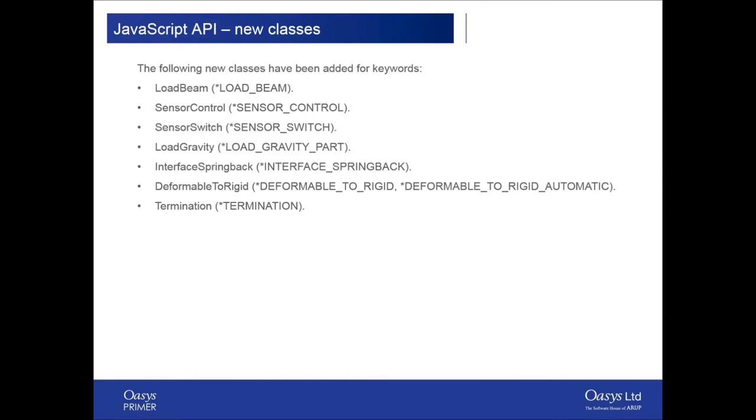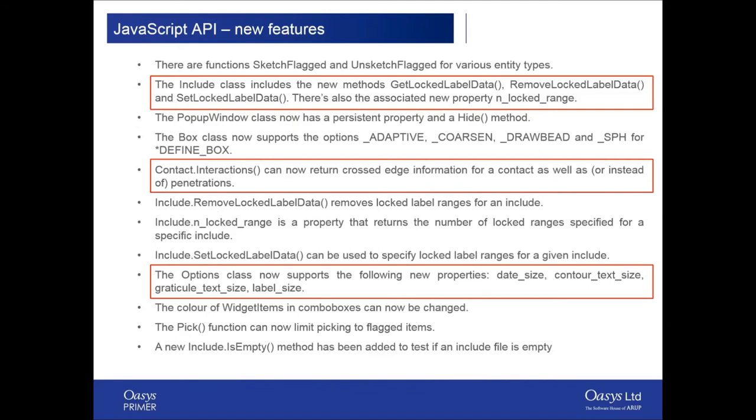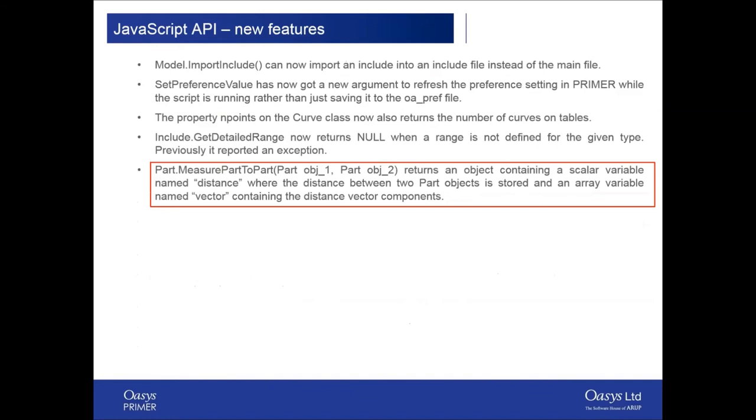So I'm not going to go into any detail on these, but basically we've expanded the API for the JavaScript interface, so you've got more access to dyna keywords and modifying and creating dyna keywords than you had before, and you've also got lots more access to various different tools and functions available in Primer. So for example, here you've got access to the label locking functionality that I talked about earlier on. You've got access to measurements between two parts, the minimum distance between two parts. You get direct access to that from JavaScript.